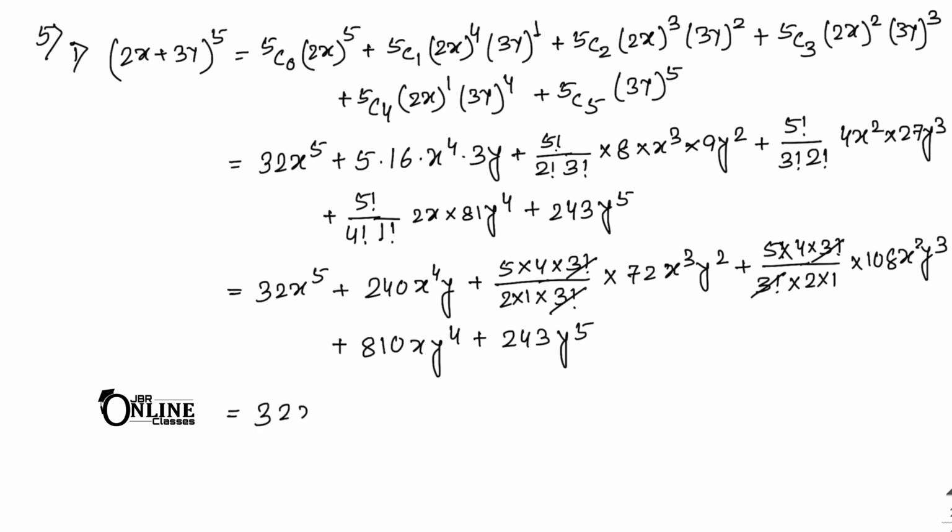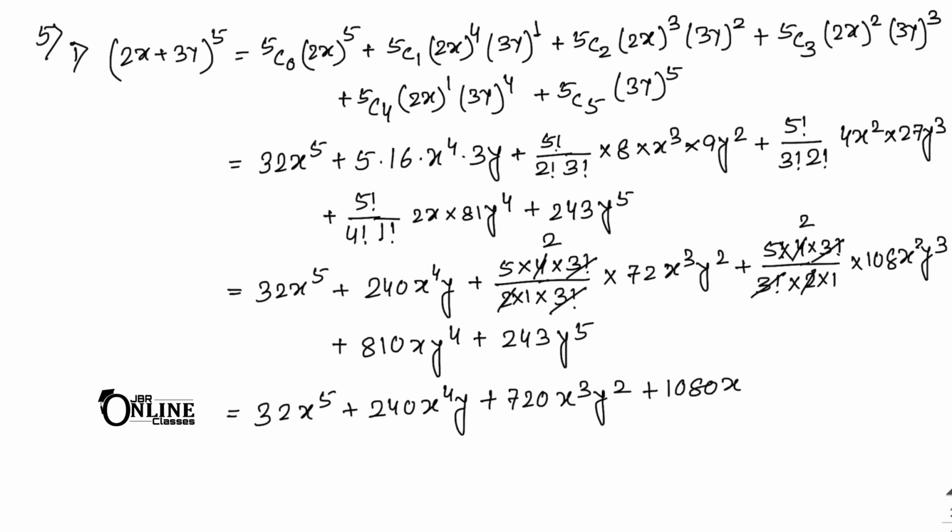So now 32 x to the power 5, then 240 x to the power 4 y, and here 2 cancels out with 4, it becomes 2. So here 5 into 10 means 720, so 720 x cube y square. Then next here again 2 cancels out with this one, 10, so it will be 1080 x square y cube, then 810 x y to the power 4, and the last one 243 y to the power 5 as your final answer.